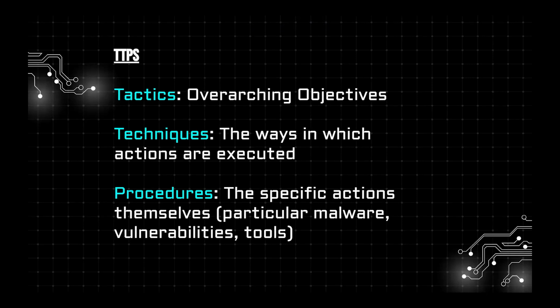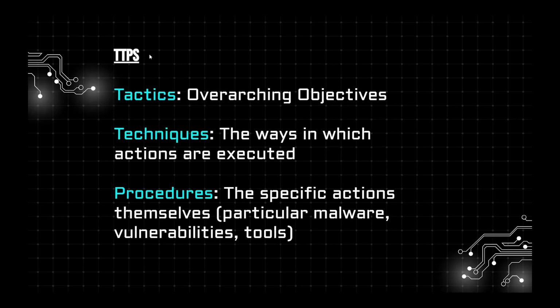So tactics are the overarching objectives. If your objective is to get root access on a machine, that's the tactic. The technique is the way in which this is executed. So that could be something like you're going to get initial access, then you're going to use privilege escalation. And procedures are the specific actions themselves on a more granular level. So that could be you're going to use malware for it, you're going to exploit this specific vulnerability, or you're going to use a tool.